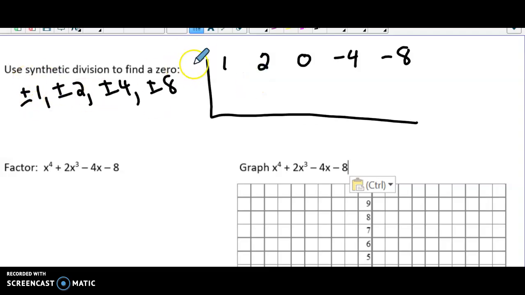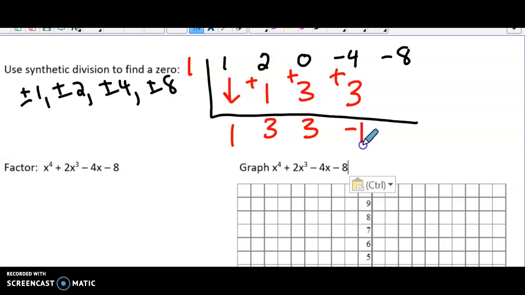Let's just start with 1. See if that works. When I bring 1 down, 1 times 1 is 1. Add these together, I get 3. 3 times 1 is 3. Add these together, I get 3. 3 times 1 is 3. Add these together, I get -1. -1 times 1 is -1. Add these together, I get -7. Nope, 1 didn't work. That didn't give me a 0.